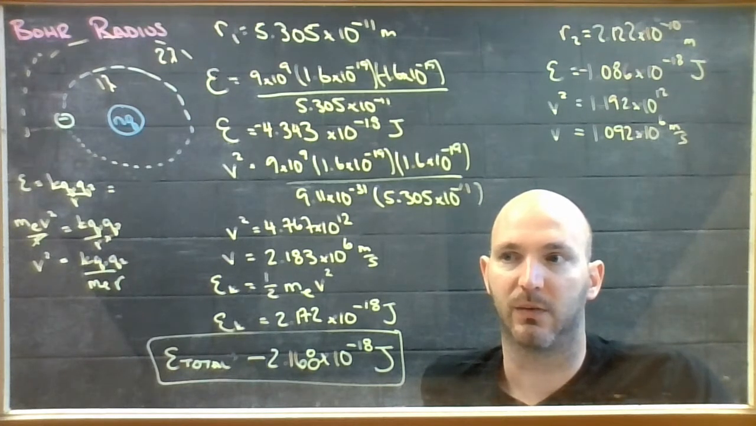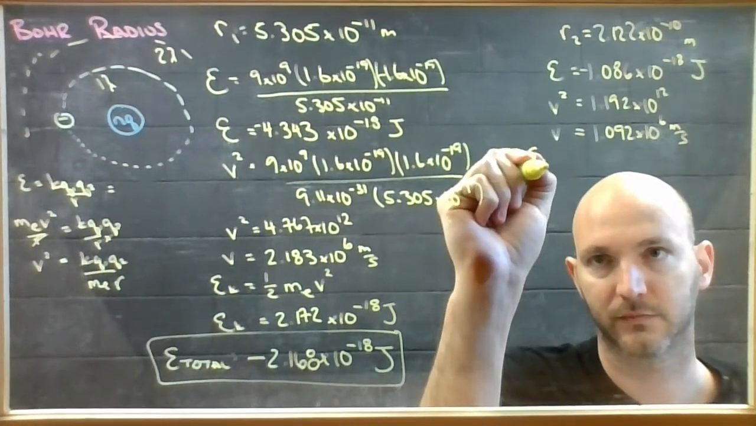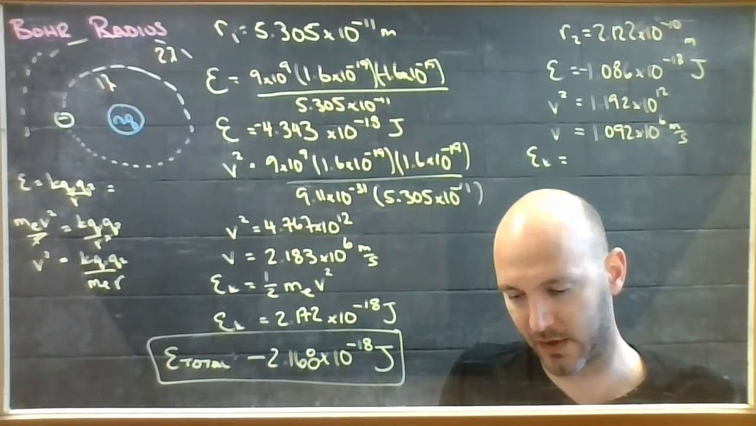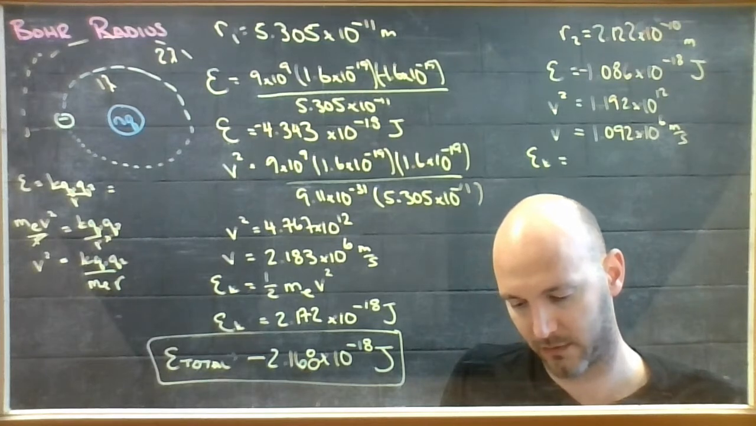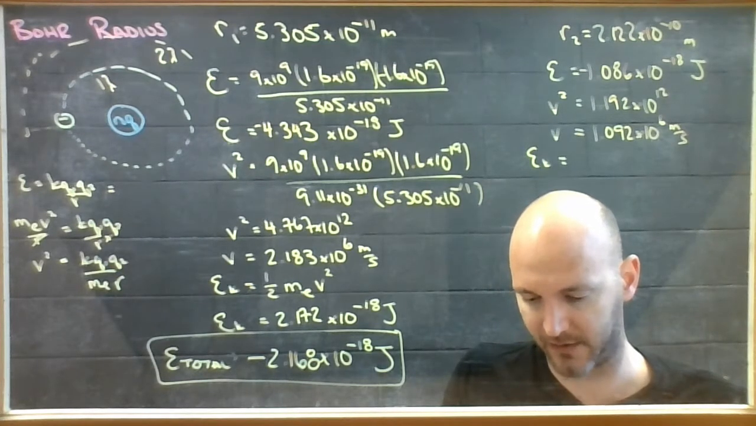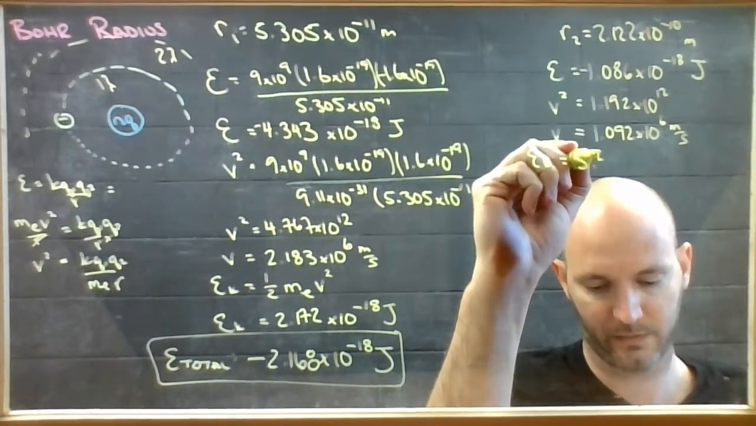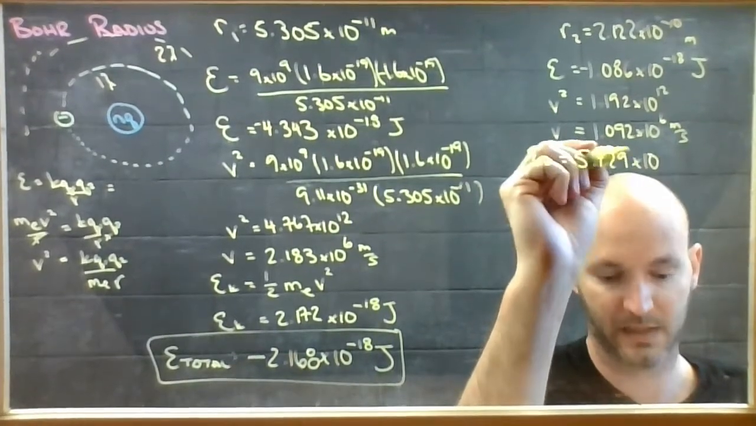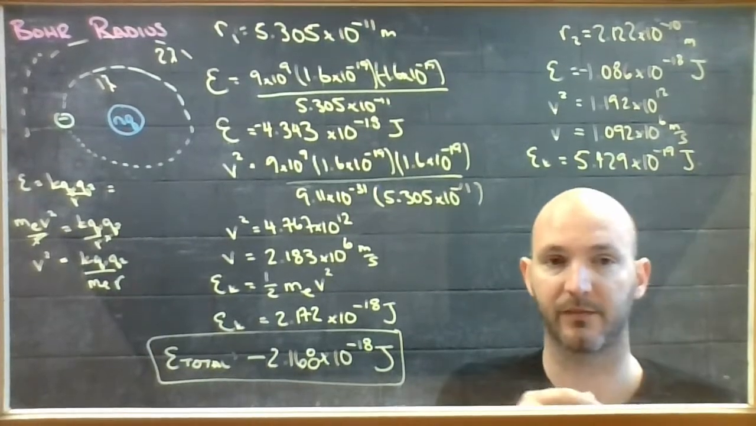So, where am I at? I need my kinetic energy then. I'm going to take that speed and I'm going to square it, cut it in half, multiply it by the mass of the electron, and I get 5.429 times 10 to the negative 19 joules. Okay?